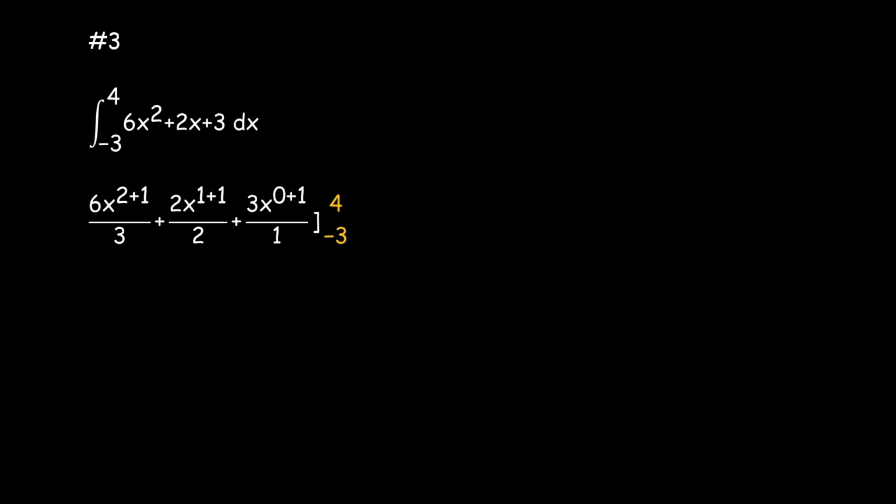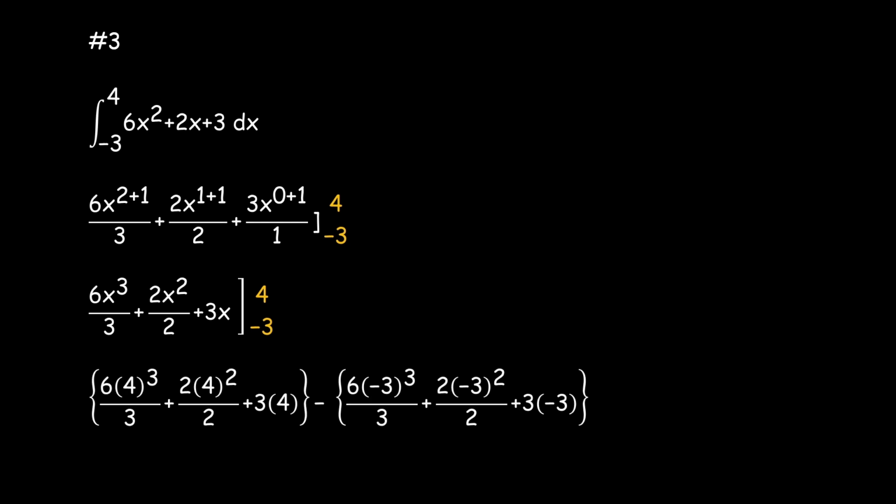Now, after we work out the integral, we are going to have to substitute the values of 4 and -3, but then we would have to subtract the value that we get from substituting -3 from that of 4. So this is our integral. We now substitute the values of 4 and -3 respectively, and then we work out our final answer, which is 210.